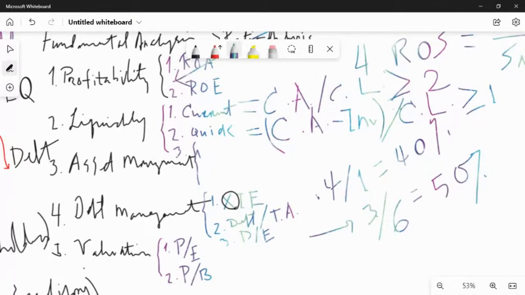You're underperforming the average of the industry. So obviously that's not good. Now, current ratio and quick ratio, right? Those two are representative of the liquidity category, okay? And then the third category is asset management ratios, but I don't think we have time for that today.